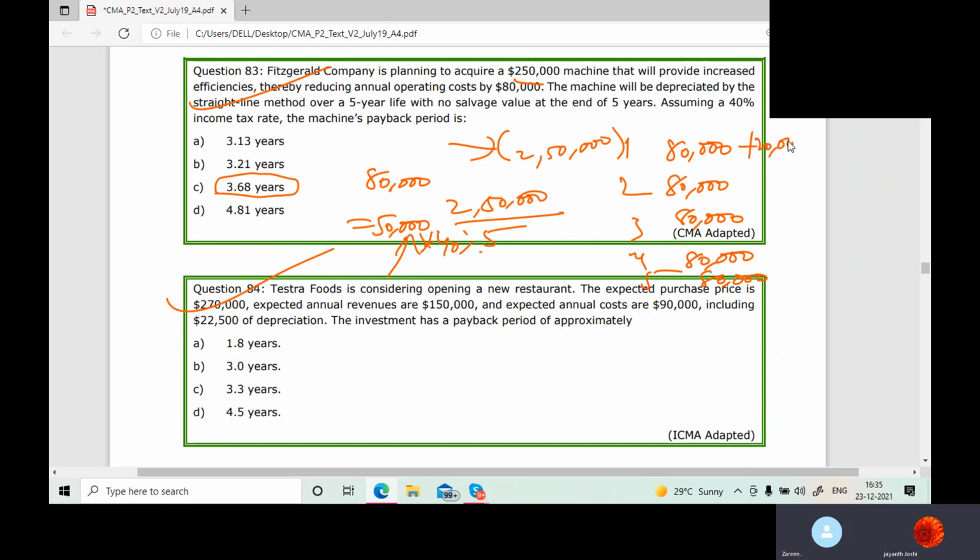Yes, sir. But cash flows I need to take after tax. So after tax, 80,000 into 0.60 is 48,000, 48,000 plus 20,000 is 68,000 every year. Now 2,50,000 divided by 68,000. So how much? 3.67, 3.67. Okay, 3.68. Now can you do this question? Which one, sir? 84. Yes.